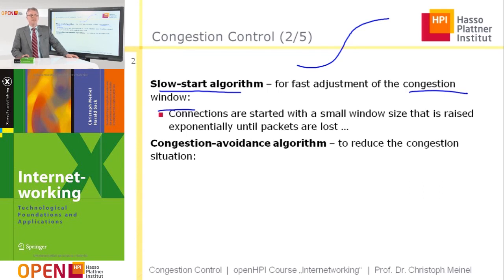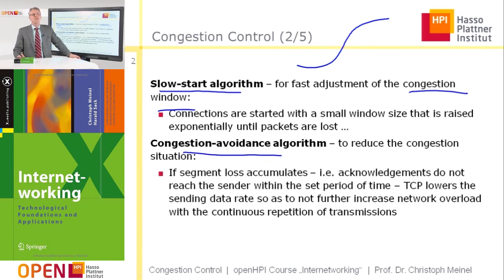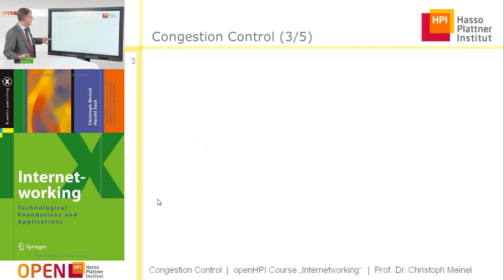To reduce congestion situations, there is the congestion avoidance algorithm. The congestion avoidance algorithm works as follows. If segment losses accumulate, that means if acknowledgements do not reach the sender within the set period of time, TCP lowers the sending data rate, so as not to increase an overload situation by continuous repetition of transmission. So if segment loss is found, then the transmission speed is lowered, not to increase the overload situation. This is the idea of the congestion avoidance algorithm.